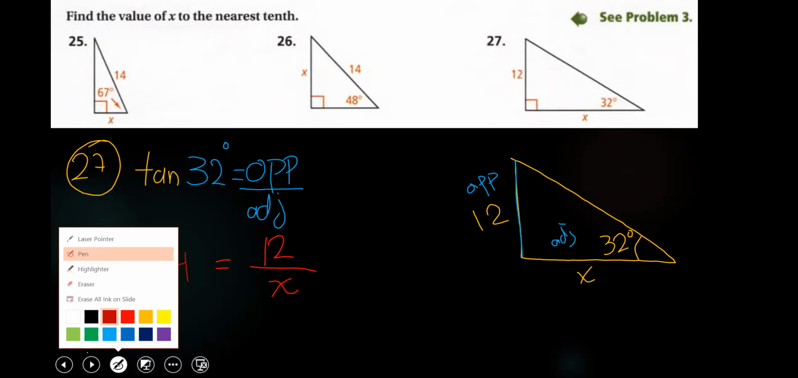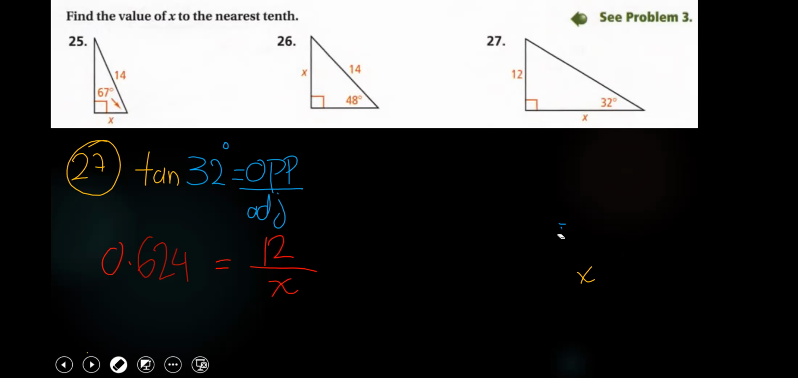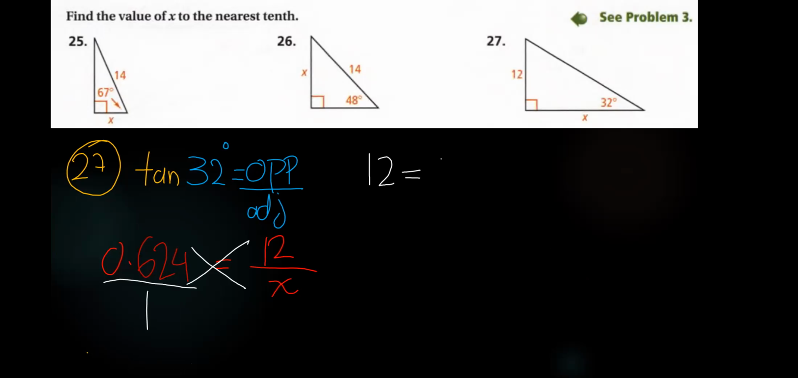Bravo. So let's continue here now. Let's make a cross product. As I told you, write the ratio. Write what you had, then cross product. 12 times 1, which is 12, equals 0.624 times x. So in the trigonometric ratios, you must make a cross product to solve it.